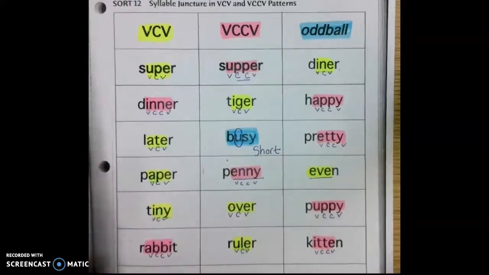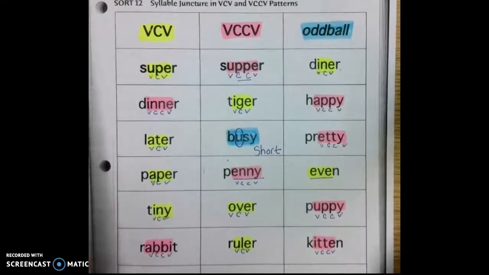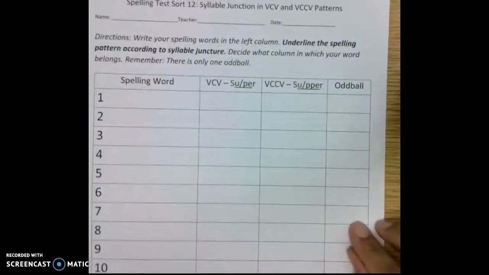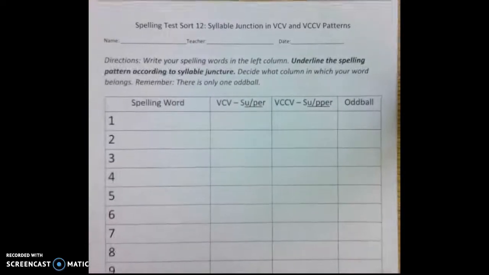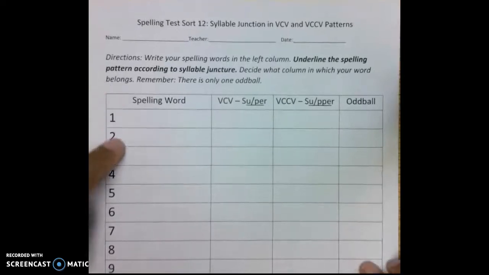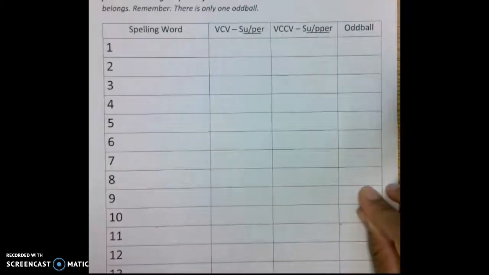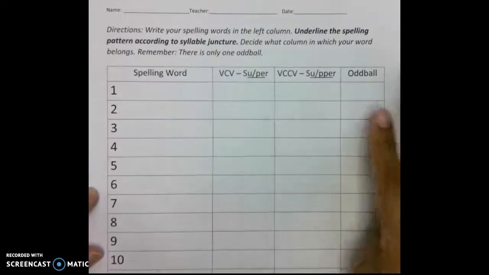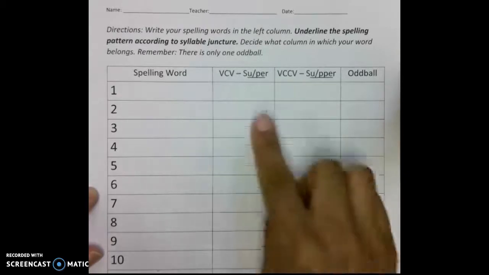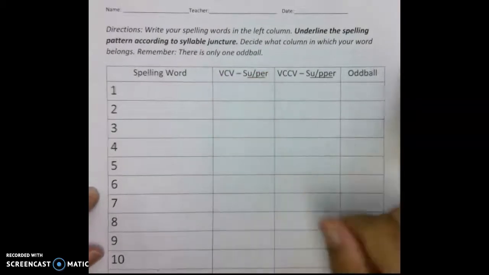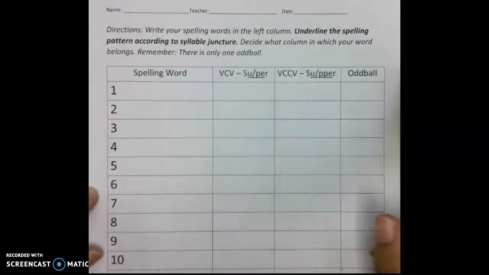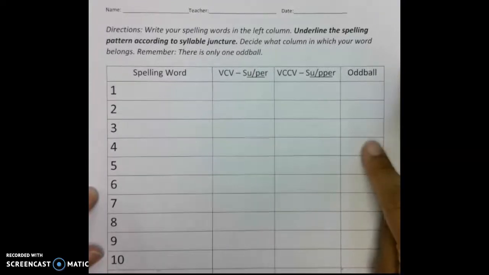Your 3 colors matter. Because on your test, you're going to need to sort the words into the correct column. Let me show you what I mean. This is what your spelling test is going to look like for sort 12. You are going to have words that you need to spell correctly, and I will read them aloud. And then you're going to take a moment to decide what the pattern is. Is it vowel, consonant, vowel, like super? Or is it vowel, consonant, consonant, vowel, like supper? Or is it that oddball?